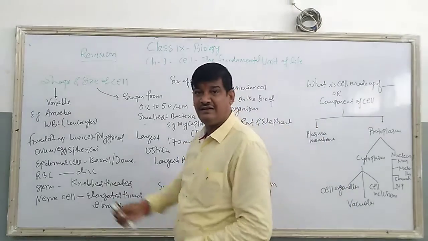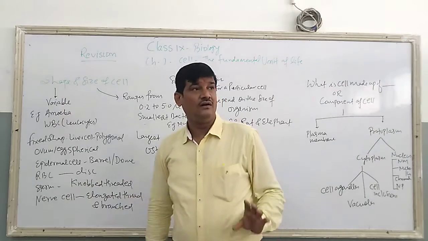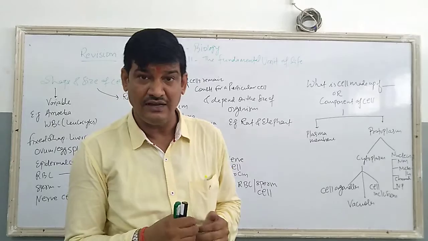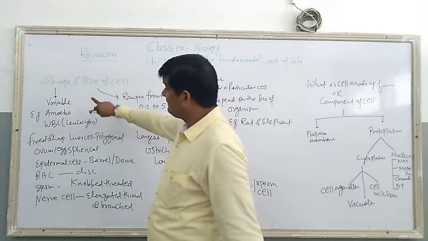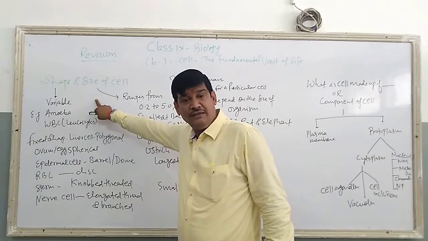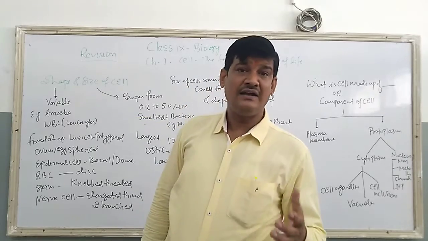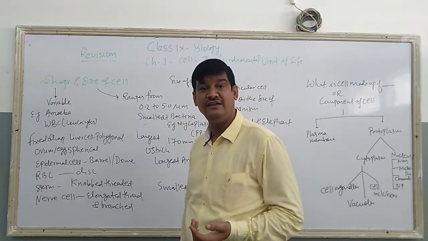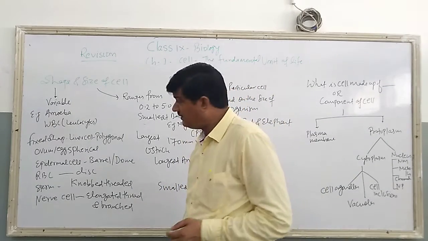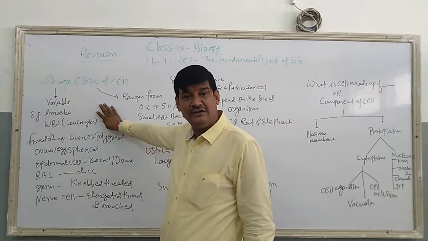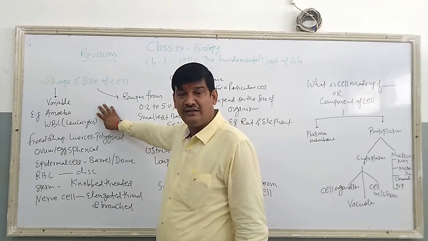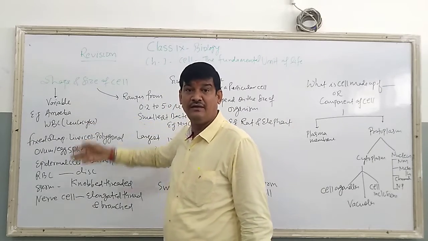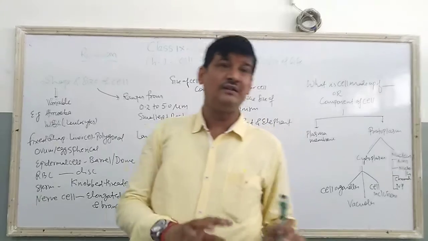So come to the topic, the shape and size of cell. Now the question is, why is the cell called the structural and functional unit of life? The cell is called the structural and functional unit of life because cells perform various duties and responsibilities. Therefore, due to adaptation to different jobs or functions, their shape is also not fixed. Their shape is variable.